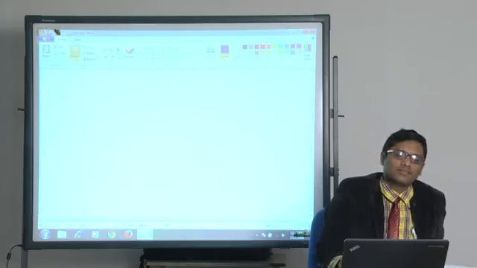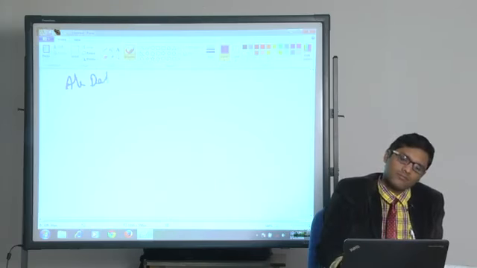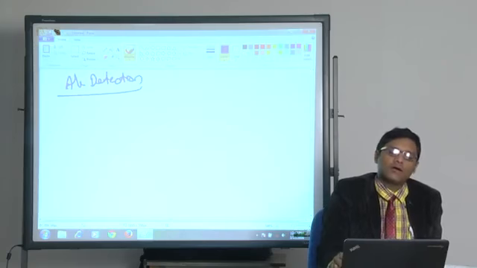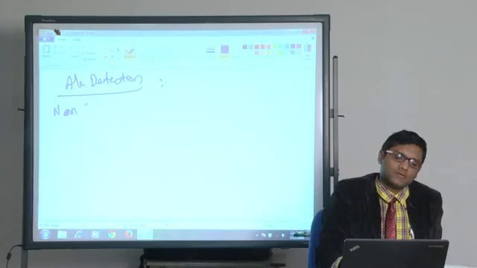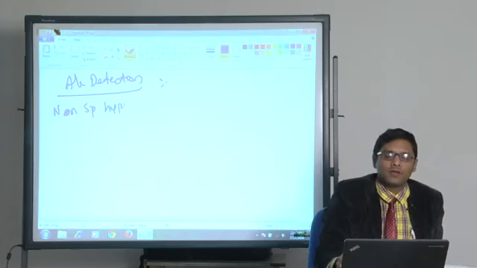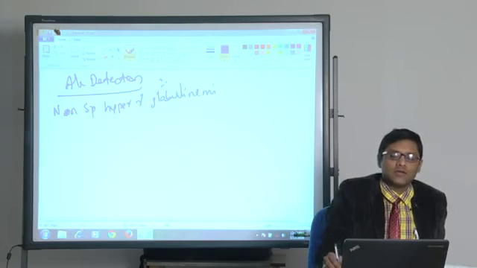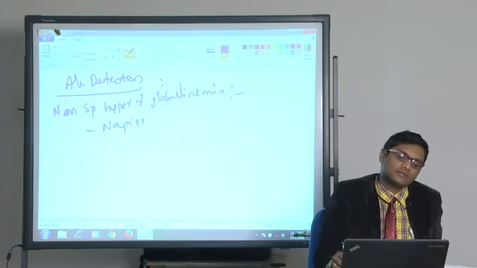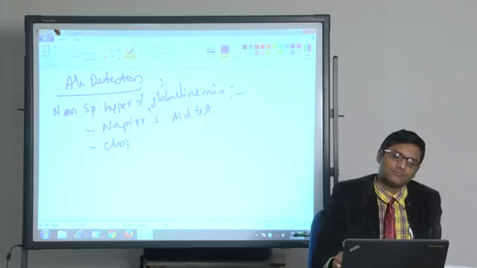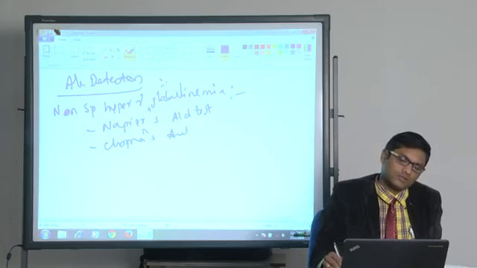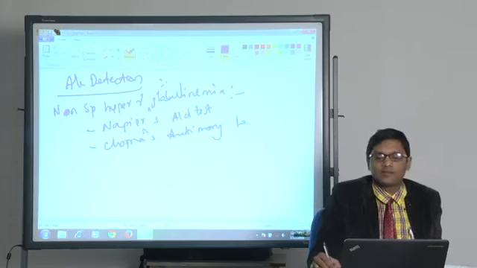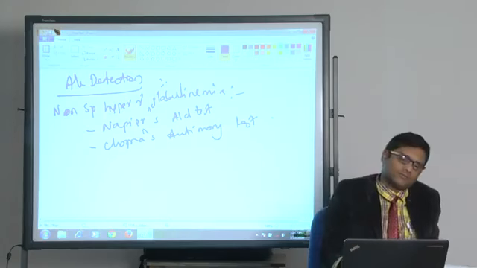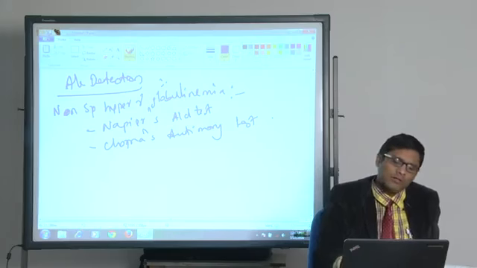Apart from that, antibody detection. Antibodies may be non-specific hypergammaglobulinemia, which can be detected by various methods like Napier's aldehyde test and Chopra's antimony test. These tests detect the non-specific hypergammaglobulinemia. So these are outdated tests, we don't do them.